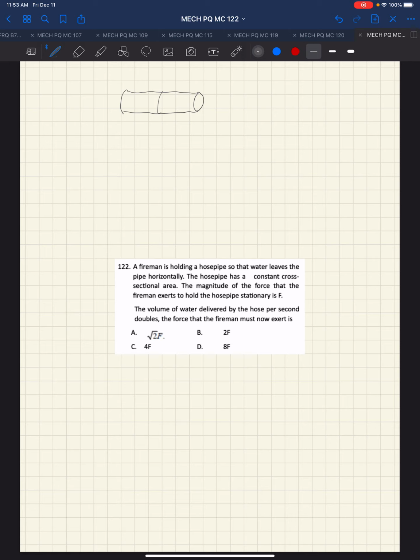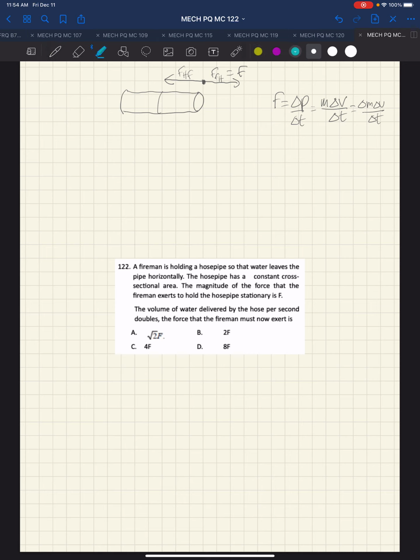The magnitude of the force exerted on the hose pipe is F. So the force of the hose on the fireman is in that direction, and the force of the fireman on the hose is in that direction, and we are calling that F. We know the definition of force is the rate of change of momentum, delta P over delta T. And delta P is m delta V, so delta m delta V over delta T, and we know that is equal to F.